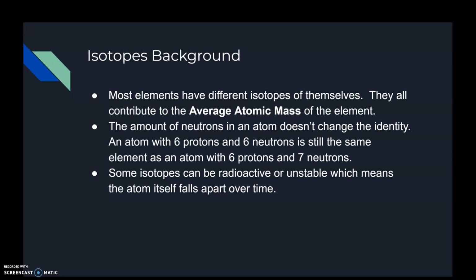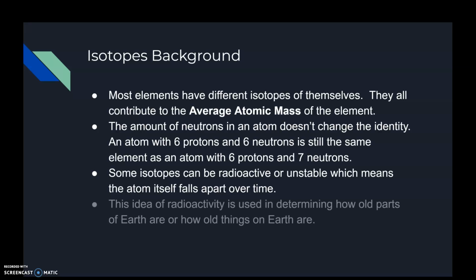Some isotopes can be radioactive or unstable. This means the atom itself is going to fall apart over time. The idea of radioactivity is used in determining how old parts of the Earth are, or how old things would be that are on the Earth.